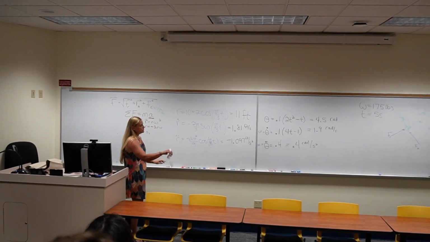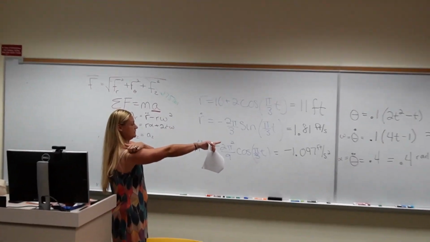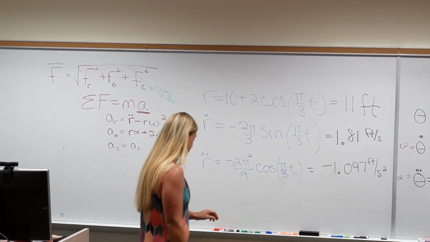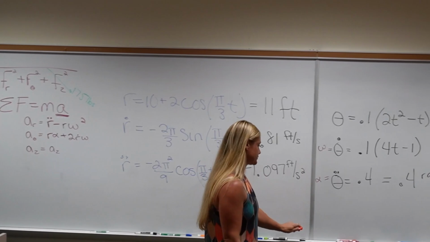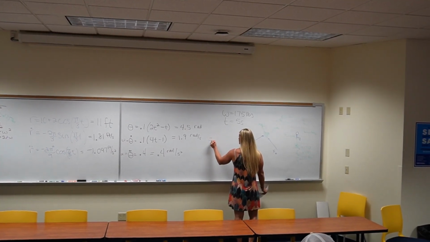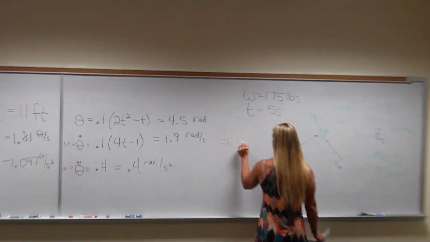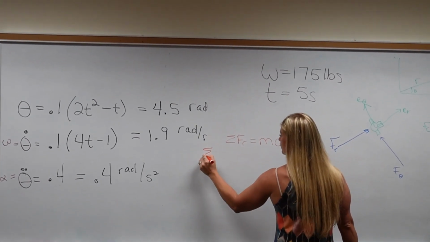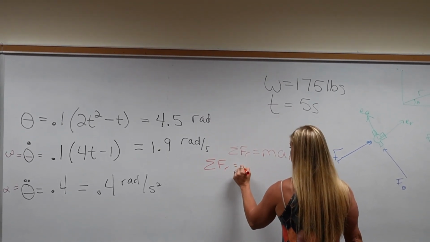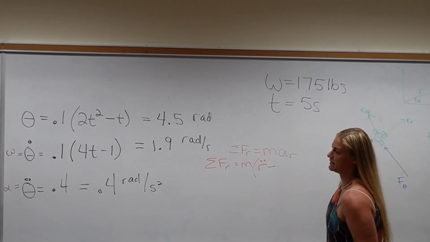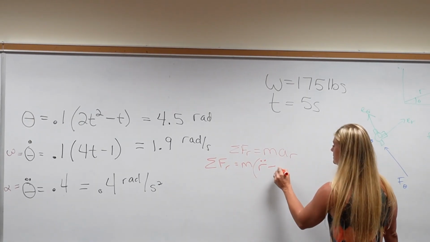Now I have to look at my Newton-Euler's equation for the radial and transverse directions. So let's go ahead and do radial first. The sum of the forces in the radial equals m A_r. You told me earlier that A_r is equal to r double dot minus r omega squared.